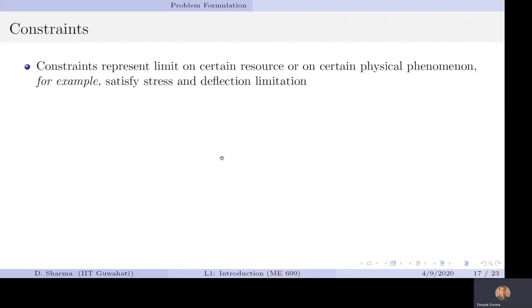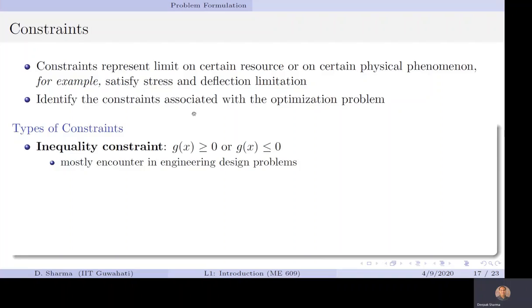Now let us move to constraints. Let us understand what we mean by constraint. If there is a limit on certain resources or on certain physical phenomena, that is represented by the constraints. For example, in this pandemic, there was a shortage of some resources at one particular time. So that is putting constraints. Some examples are stress and deflection limitations. These put constraints on our problem, and so we have to identify the constraints associated with the optimization problem.